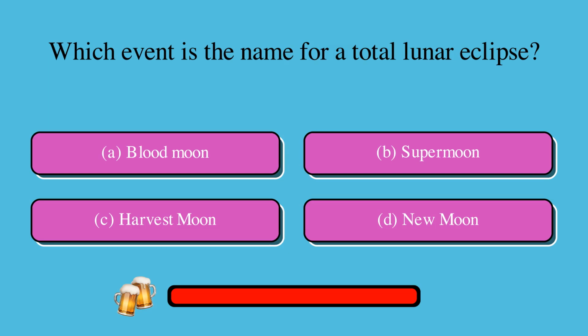Which event is the name for a total lunar eclipse? Is it A, blood moon, B, supermoon, C, harvest moon, or D, new moon? The correct answer is A, blood moon.